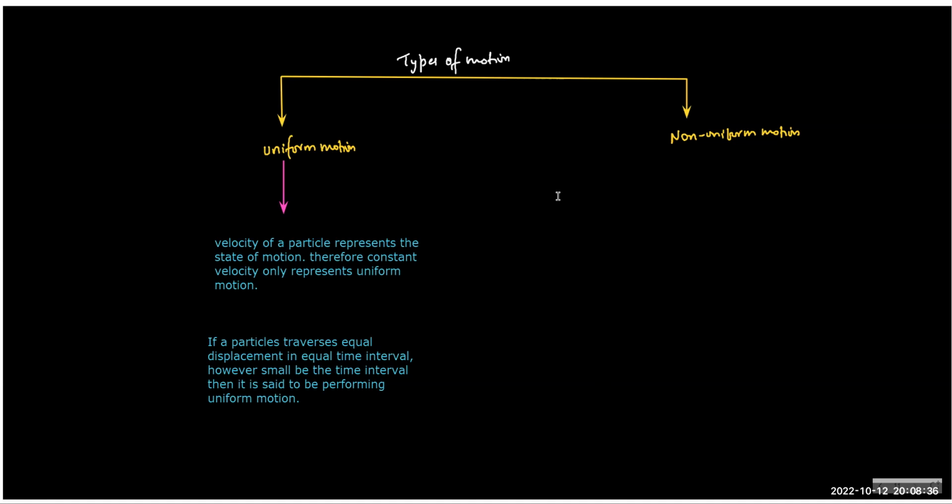So now anything else is non-uniform. So here the V vector is constant. And here the V vector is not a constant.